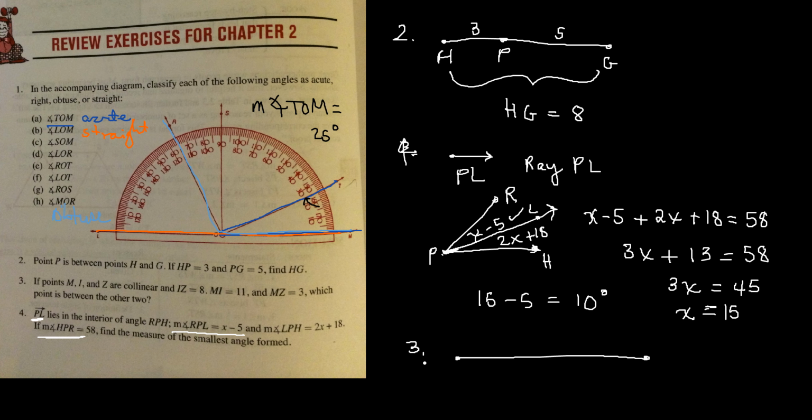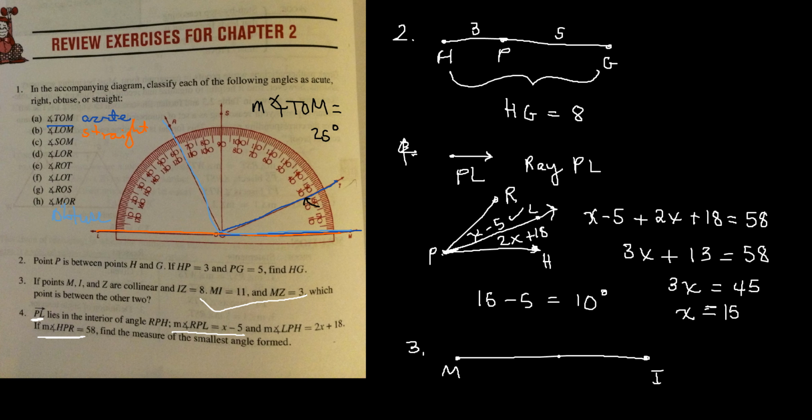Let's see. M, I, Z are collinear. IZ is 8. MI is 11. And MZ is 3. And you can see that the 8 and the 3 add up to 11. So this would have to be M, and this would have to be I. Z would have to be the middle point.